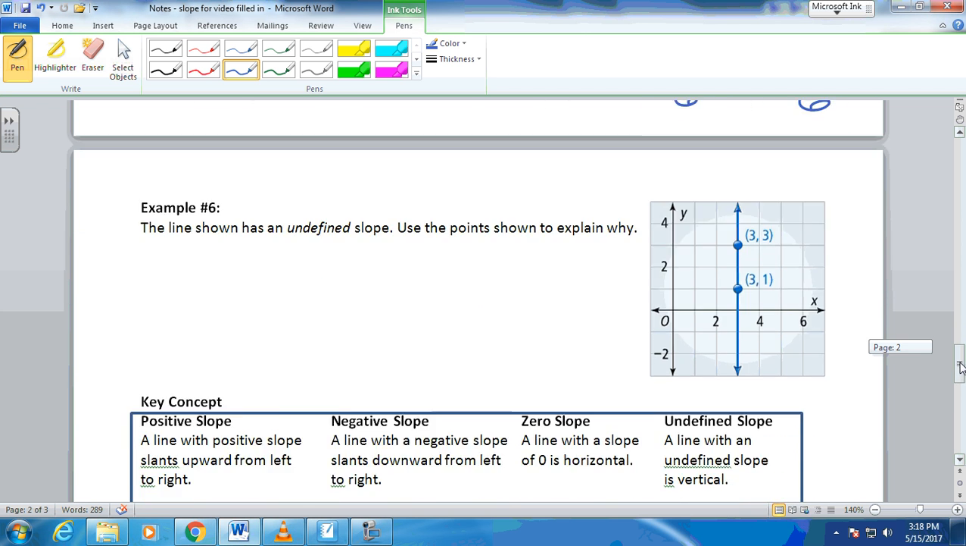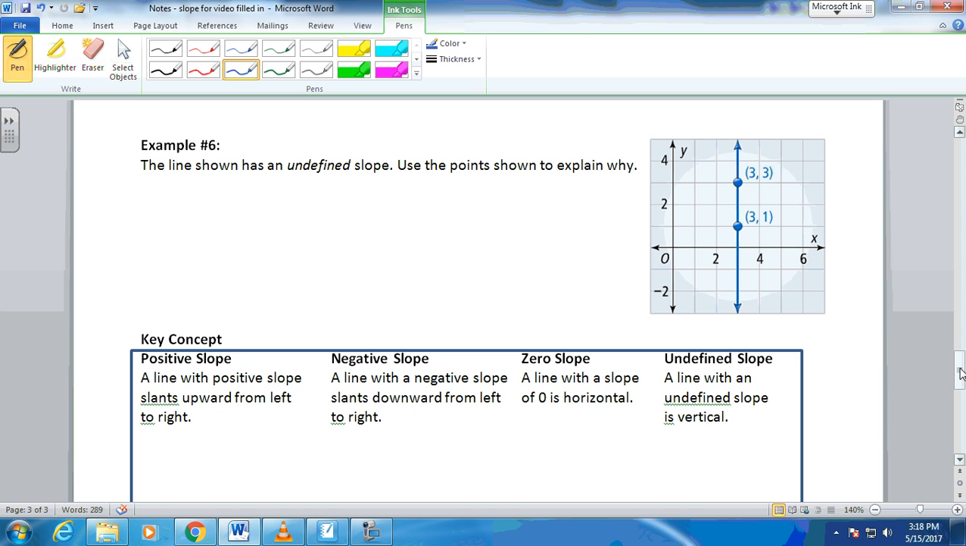Number 6 says that the line shown has an undefined slope, and they want us to use the points shown to explain why. So they are giving us (3, 3) and (3, 1). If I take the 3 minus the 1, these are my y coordinates, and then do the 3 minus 3, you'll notice that you get a 0 in the denominator. This means that this fraction is undefined.